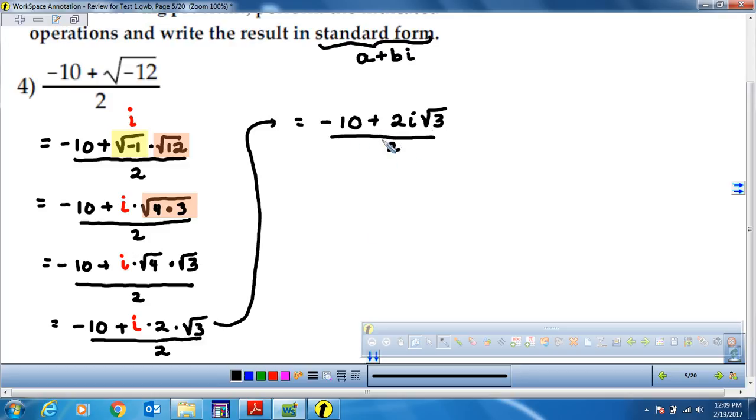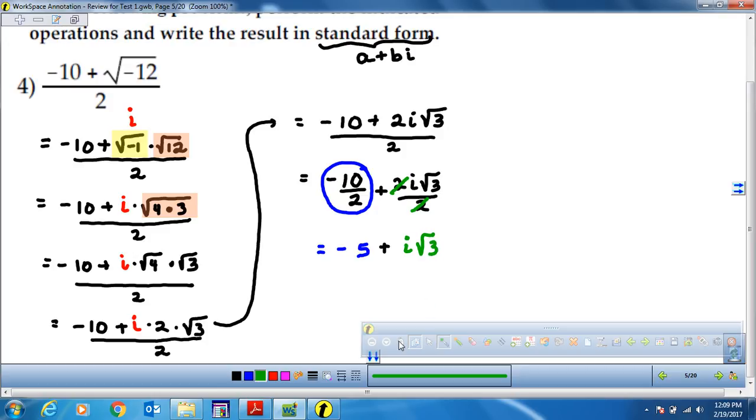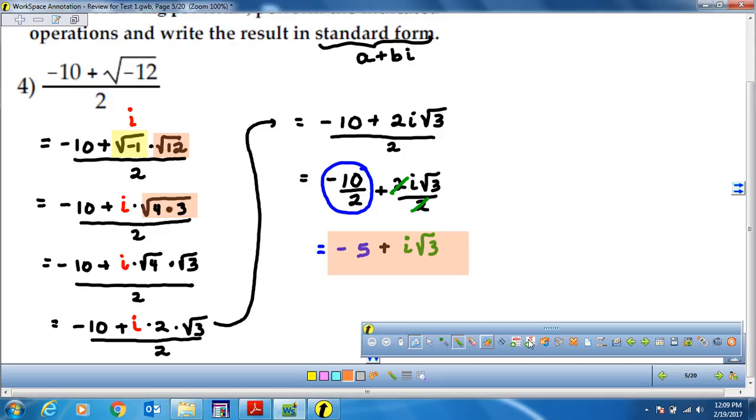Now to write it in the form A plus BI, the next thing we have to do is divide both of them by the number 2. So negative 10 divided by 2 plus 2I square root of 3 divided by 2. So right here, negative 10 divided by 2 gives me negative 5 as an answer. And plus, then right here, 2I divided by 2, so it gives me I. The 2's cancel, so that gives me I times the square root of 3. And this is my answer in the form of A plus BI.